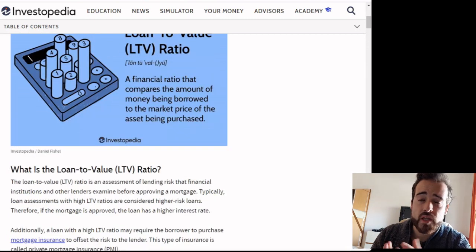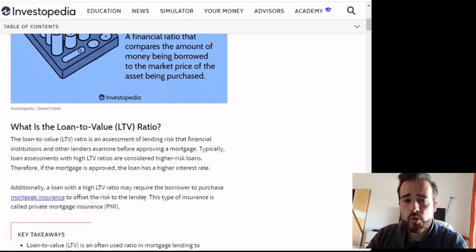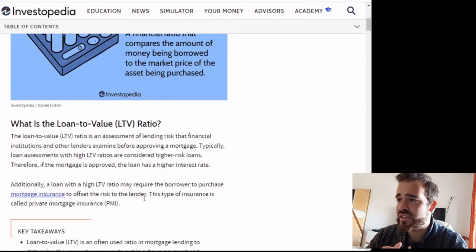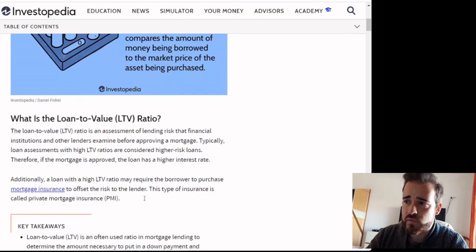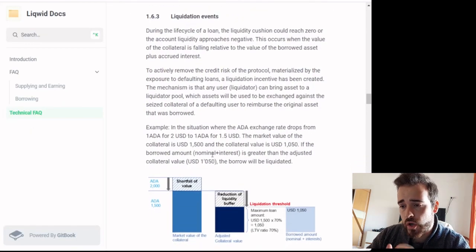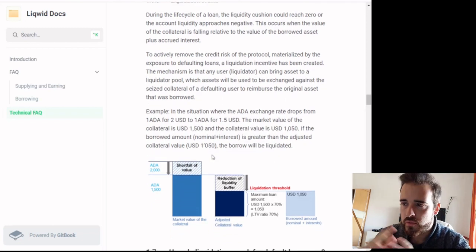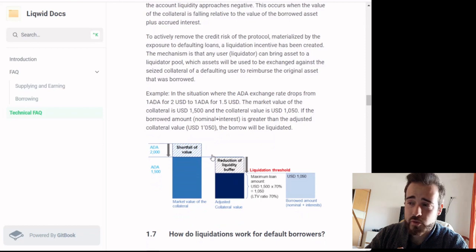If this ratio gets negative, naturally we will be liquidated, and we won't be able to withdraw or borrow any assets until the account liquidity is fixed again. And how will the account liquidity get fixed? Either we put more money into the protocol, or more assets into the protocol, or the price of the assets goes up and the liquidity increases.